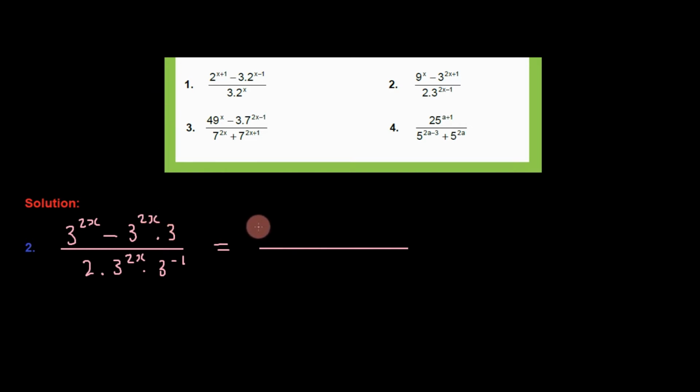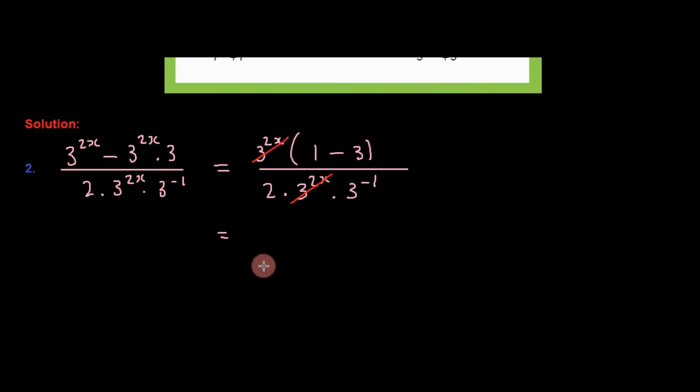We can now take out a common factor of 3 to the 2x in the numerator, and we're left with 1 minus 3. And we still have 2 times 3 to the 2x times 3 to the negative 1 in the denominator. These factors can cancel out. Then in the numerator, we are left with negative 2. This is all over 2 times 3 to the negative 1.